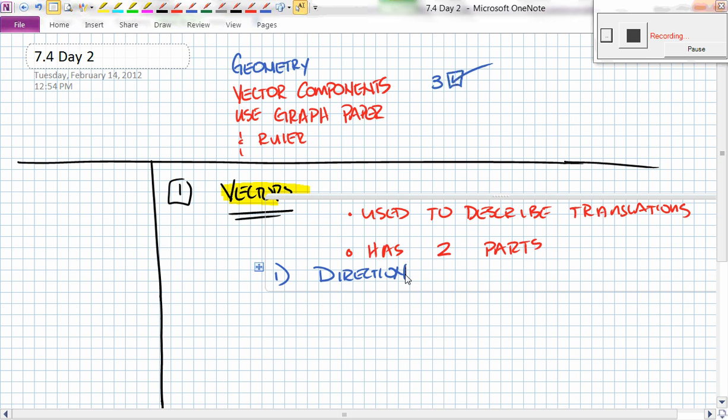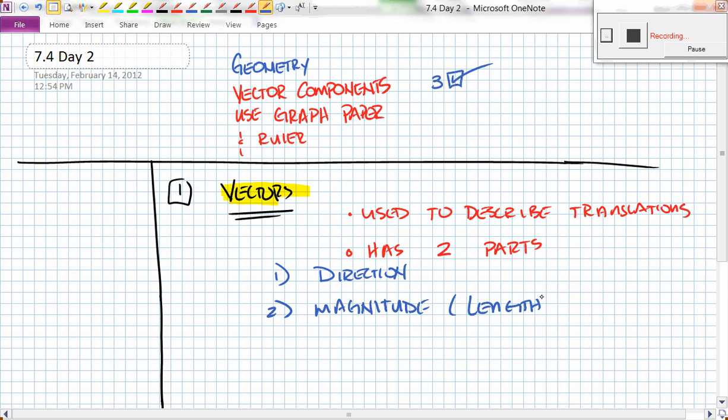The other thing is, once you know the direction you have to go, you want to know how far you're going to go in that direction. So we have direction and we have magnitude. Now, magnitude is just a fancy word for length. For example, 7 units in the positive y direction.